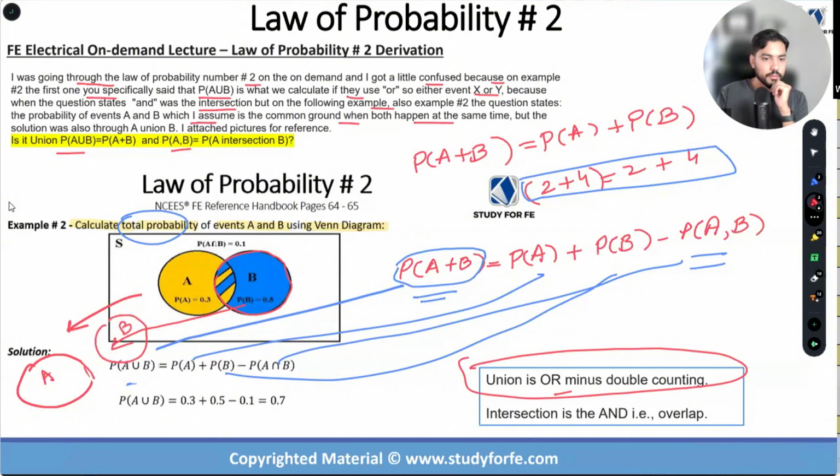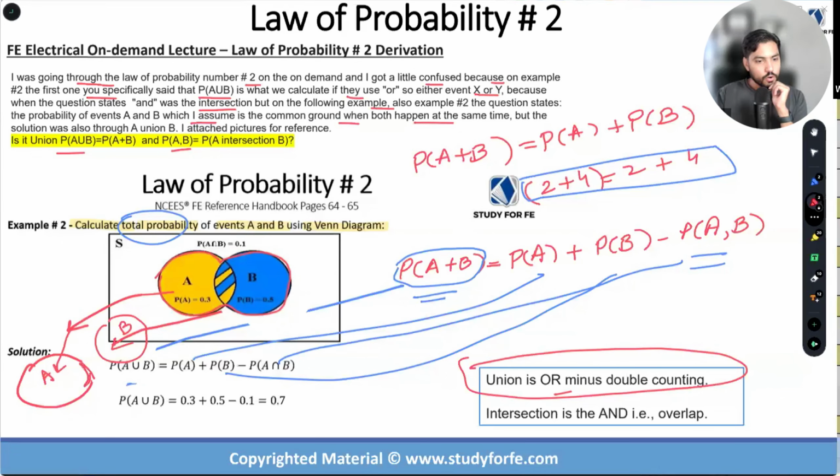Right? So this is my entire B. It's my entire A. When I am looking for all the possibilities, A union B, or P(A plus B), or the total probability of A and B, I'm actually interested in all of this area that is covered by A and B.